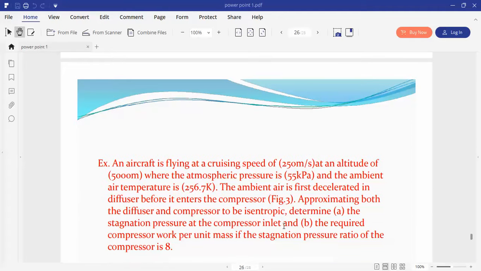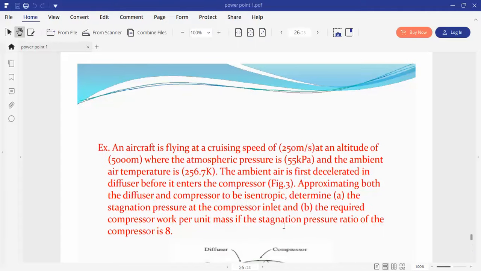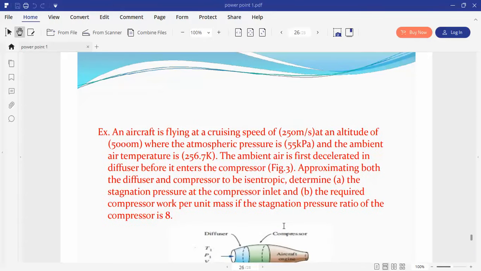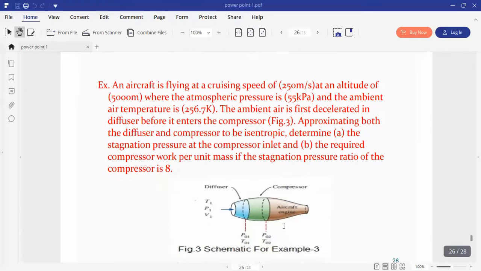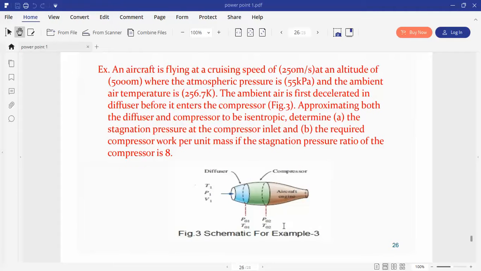Another example: an aircraft is flying at a cruising speed of 250 meters per second at an altitude of 5,000 meters, where the atmospheric pressure is 55 kilopascal and the ambient air temperature is 256.7 Kelvin. The ambient air is first decelerated in the diffuser before it enters the compressor, figure 3. Approximating both the diffuser and the compressor to be isentropic, determine A, the stagnation pressure at the compressor inlet, and B, the required compressor work per unit mass if the stagnation pressure ratio of the compressor is 8.